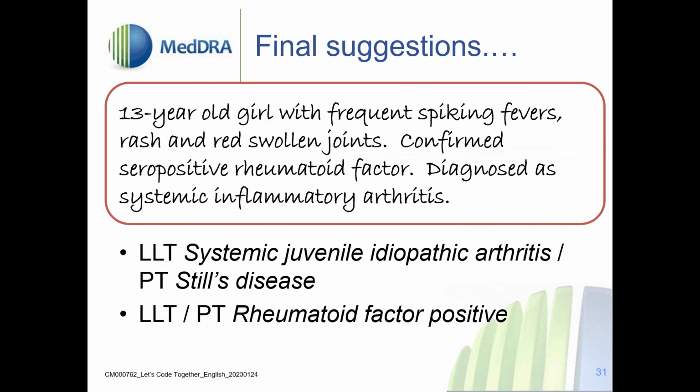Because it's not mentioned in our verbatim. I keep it as close to the verbatim as possible, but it would not be incorrect to assign LLT systemic onset juvenile idiopathic arthritis because both are really considered synonyms.